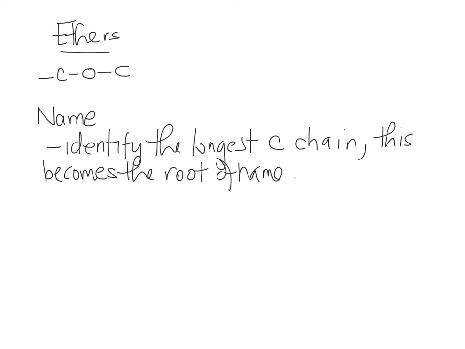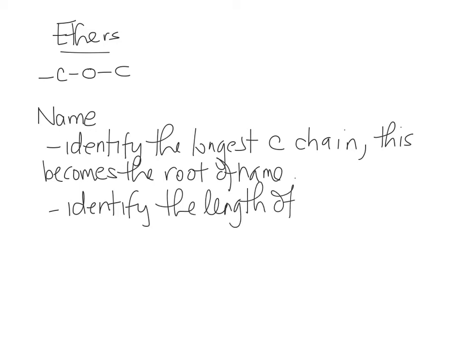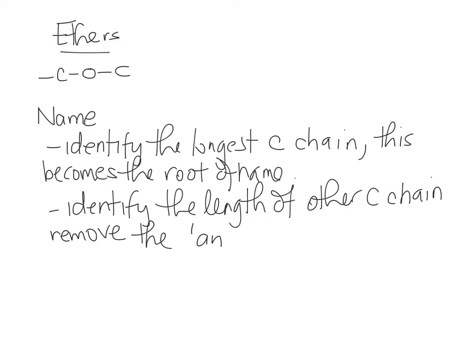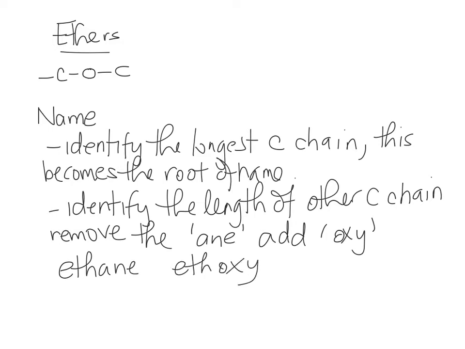So the other carbon chain is named with an oxy added to the end. So identify the length of the other carbon chain. Remove the ANE portion of the alkane name and add oxy. So if the smallest portion is ethane, it becomes ethoxy. And this shorter chain is added as the prefix.